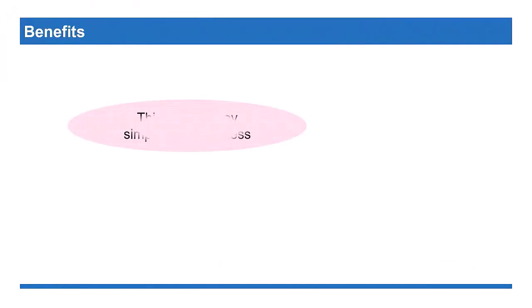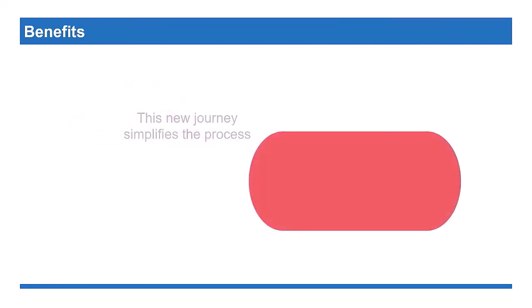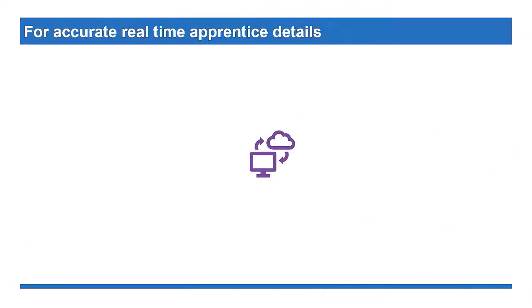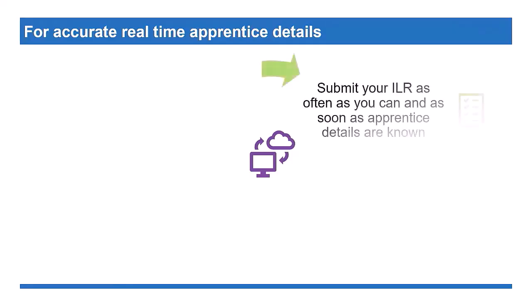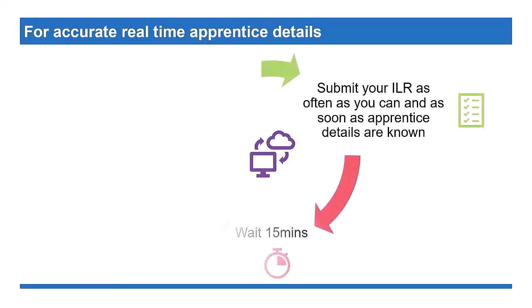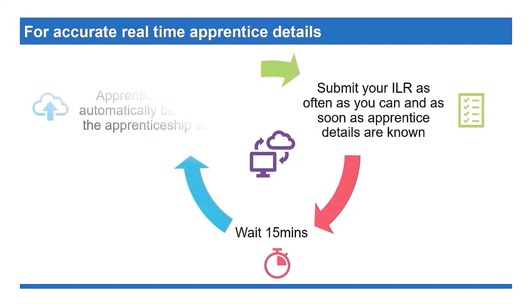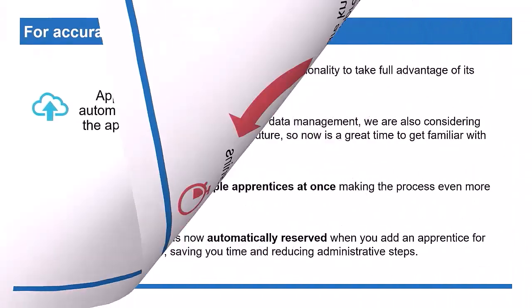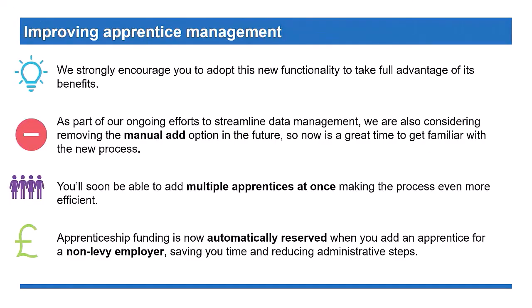This new journey not only simplifies the process, but also ensures that your data aligns with your ILR submissions, ultimately saving time, reducing errors and reducing the need for manual entries. For accurate real-time apprentice details, remember to submit your ILR as often as you can. Wait 15 minutes and the new apprentice details will automatically be updated in the apprenticeship service, ready for you to review. We strongly encourage you to adopt this new functionality to take full advantage of its benefits.